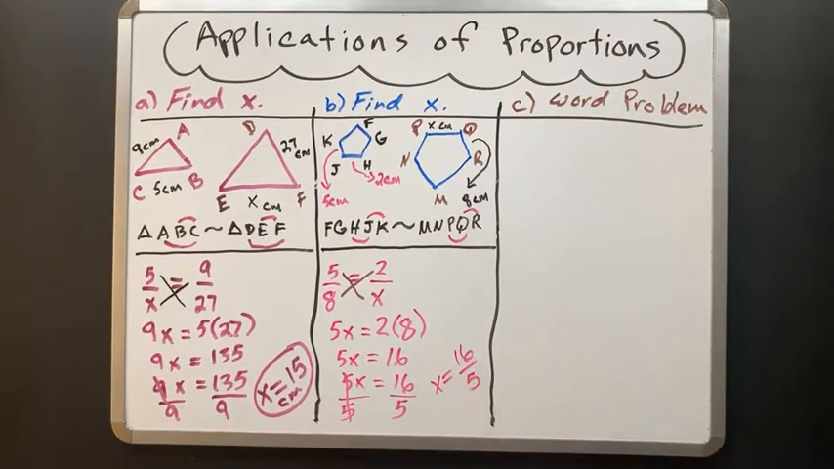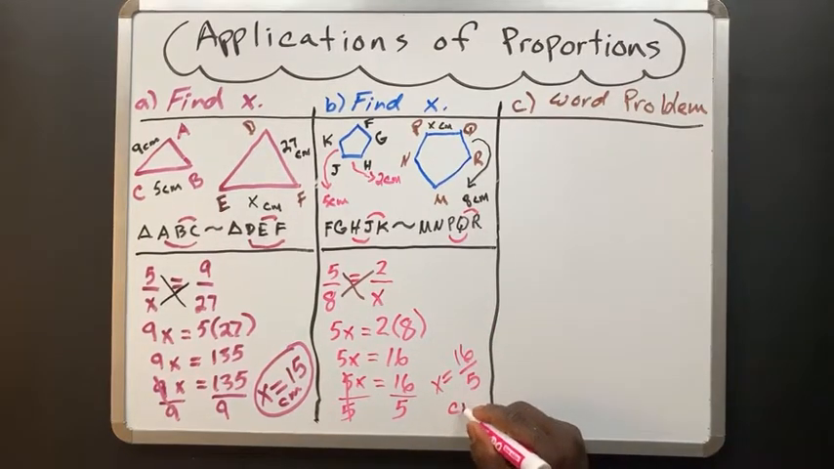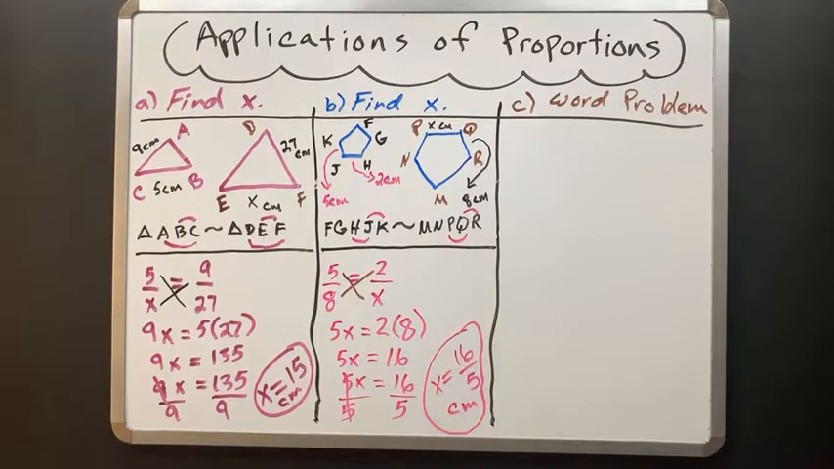We can't reduce that fraction. We got an even and an odd number here. And what's the unit of measurement? Centimeters. This is our final answer. Again, we are applying the concept of proportions to solve a problem.